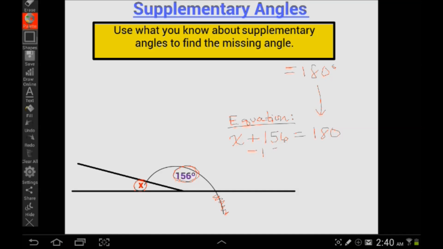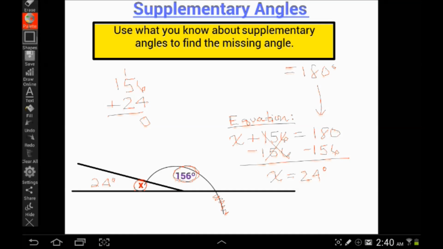So we're going to do minus 156 from both sides. These cancel each other out. You're left with x equals whatever 180 minus 156 is, and that comes out to 24 degrees. So x equals 24. And if I want to check that, I'll just, off to the side, add those up. 6 plus 4 is 10, and 1 plus 5 plus 2 is 8. And then the 1 drops down. So that seems to all work out. 24 and 156 equals 180 degrees.